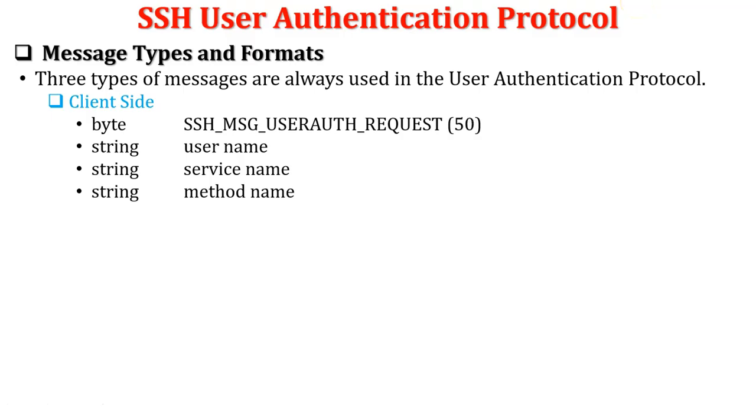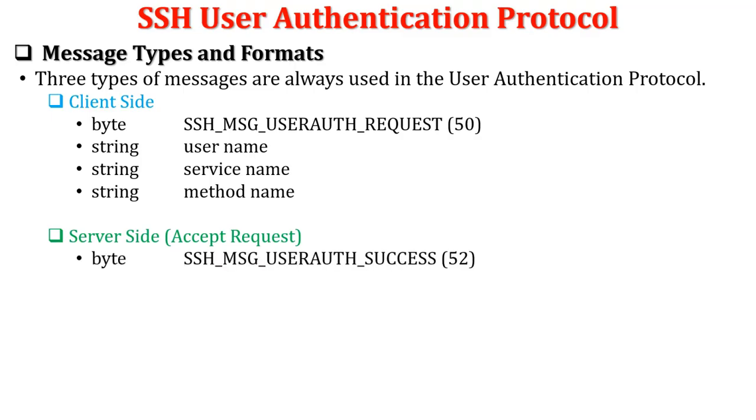After the client request message, if the server accepts the authentication, it sends a single byte message. This message is user authentication successful. Here in this message, the value 52 indicates the user authentication is successful at the server side.